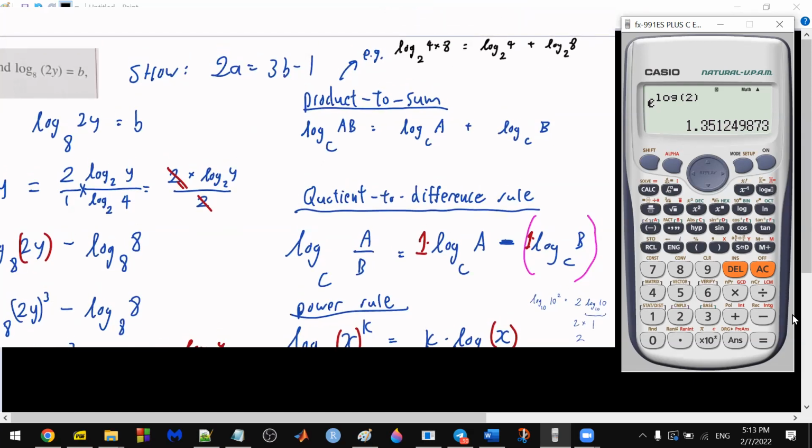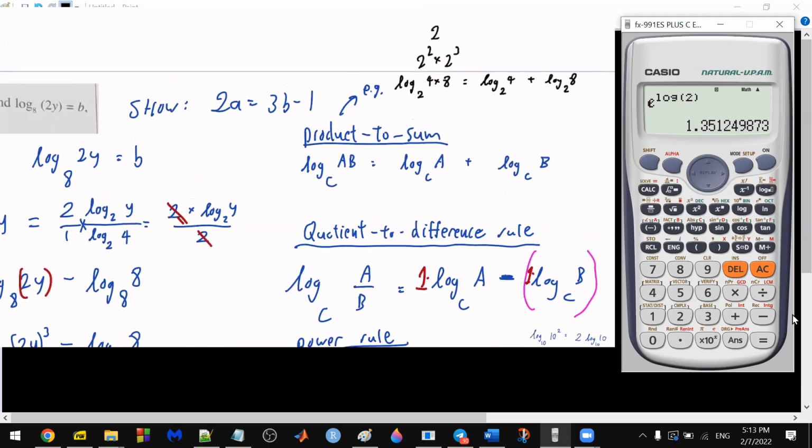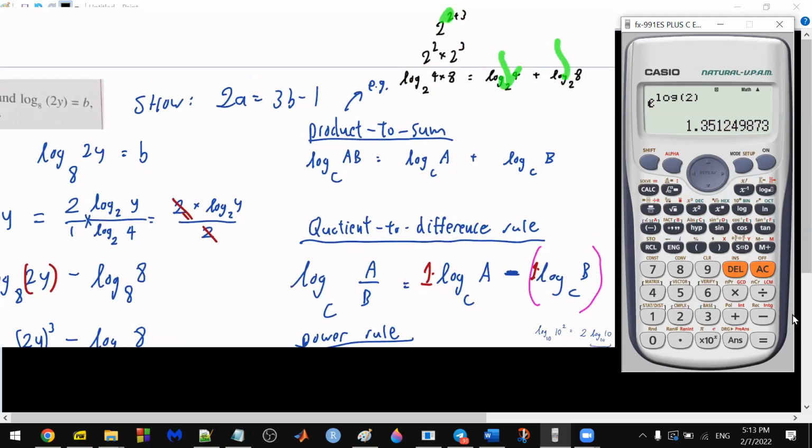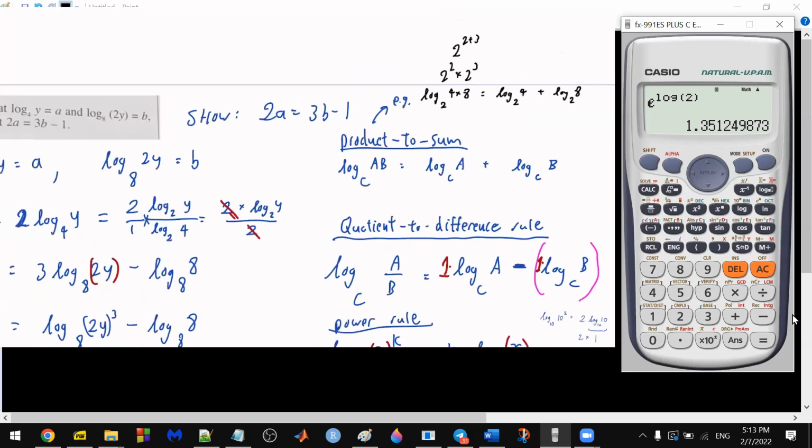And also the reason why it's 2 to the power of 5 is because here 4 is 2 squared, 8 is 2 cubed. 2 squared times 2 cubed, you just add the power, right? So you get 2 to the power of 2 plus 3. Then if you take the log base 2 of 2 to the power of 2 plus 3, you cancel off the 2's. You're left with 2 plus 3. Okay. How do you get a 2? From here. How do you get a 3? From there. Okay, that is the product to sum rule.